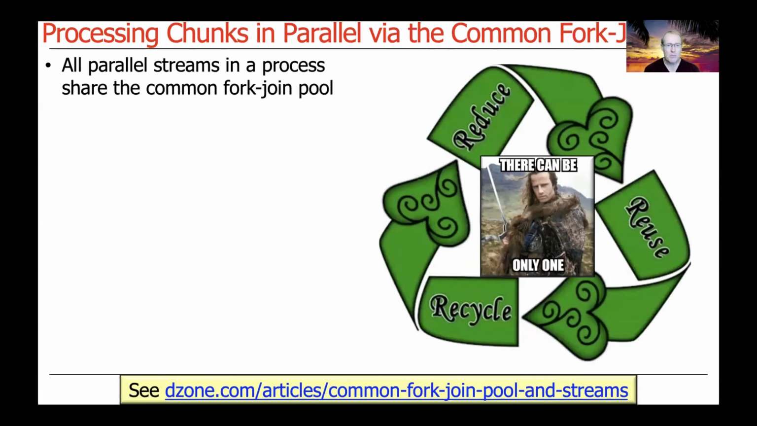All parallel streams in a process share the same common fork join pool. So there's only one common fork join pool per process. So you can basically think of this as sort of a logical singleton. It's not actually implemented using the singleton pattern, but it's logically singleton in the sense that there's only one of these things.